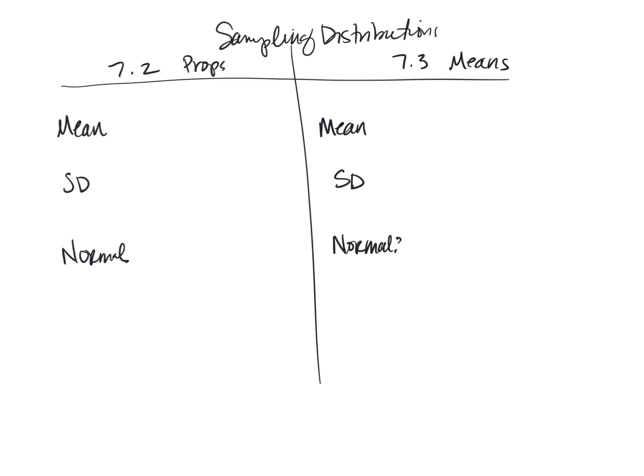So, with means, we said the mean of all the x bars is equal to the true population mean, right? Nothing new there. Standard deviation would be the population standard deviation. And then what do we do to that? Over the square root of n, right? And then, of course, you have to check that 10% rule. You got to check that condition. The normal condition is what we have to check.